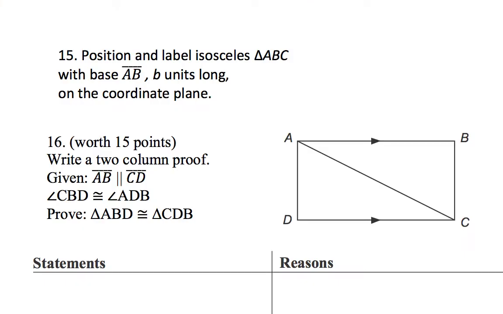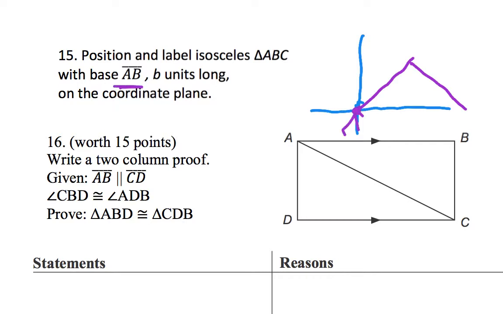Number 15, it says to position and label isosceles triangle ABC with a base AB B units long on the coordinate plane. So this is what we've just done. Coordinate plane right there is not very good. But then my triangle ABC, it's isosceles. So it needs to be base AB. So here's A and here's B. So that means this is C up here.